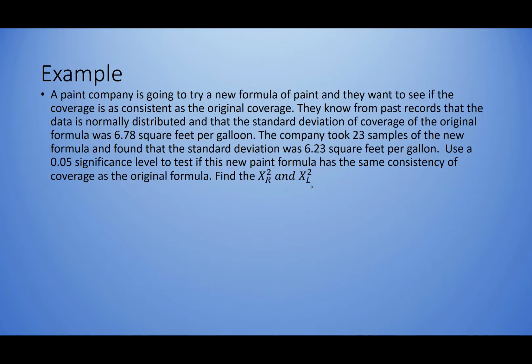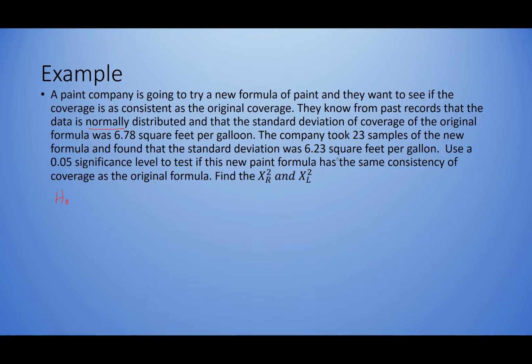Alright, so the first thing we want to do is check off those requirements to see if it's appropriate to do a chi-squared. So our sample right here, we don't really have any indication of how they took the sample, so we're going to go ahead and assume that it was a simple random sample. And then it tells us in the problem that it is normally distributed, so we have both of our requirements taken care of.